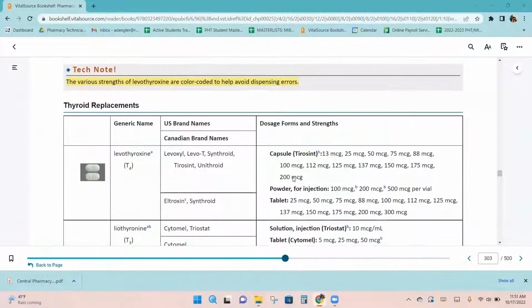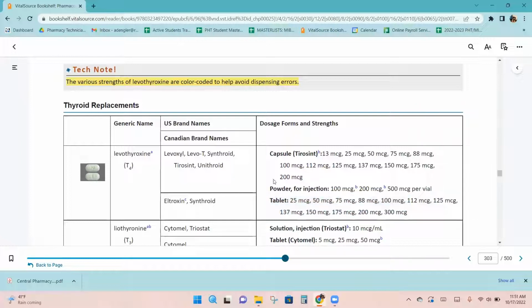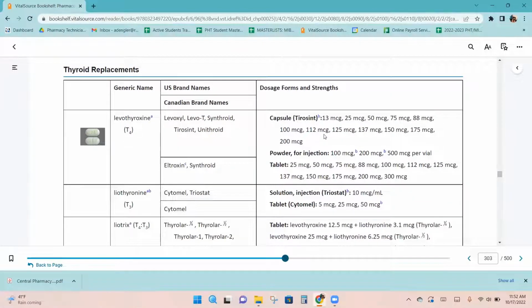One interesting thing, the various strengths of levothyroxine are color-coded to help avoid dispensing errors. They have quite a bit of strength. So you can see right here. And those are all the different strengths that the tablet comes in, and they're all differently color-coded. We have quite a few brand names for levothyroxine: Levoxyl, Levo-T, Synthroid, Tyrosint, and Unithroid. The capsules are the Tyrosint only.